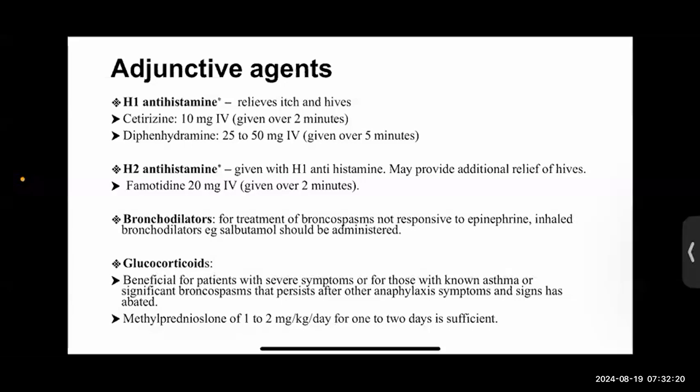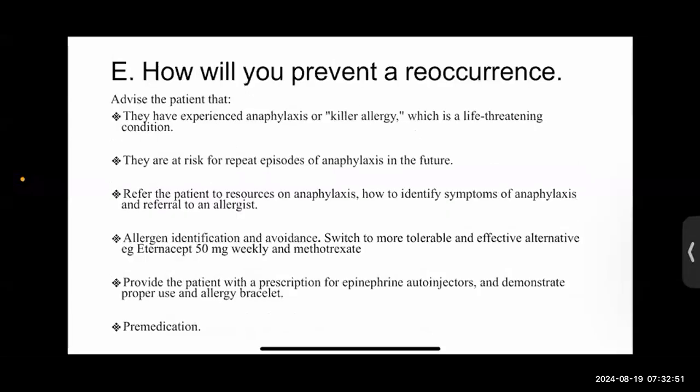Adjunctive agents can also be used. H1 antihistamine and H2 antihistamine are preferably to be combined. It's going to help relieve itching and hives. Cetirizine, diphenhydramine can also be used. I want to commence this patient on bronchodilators if the patient has bronchospasms that are not responsive to epinephrine. Nebulized salbutamol can be used. Also, glucocorticoids, steroids can be given if the patient has significant bronchospasm after administering epinephrine to those patients.